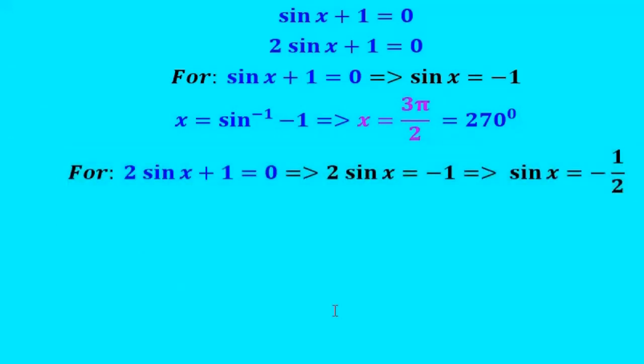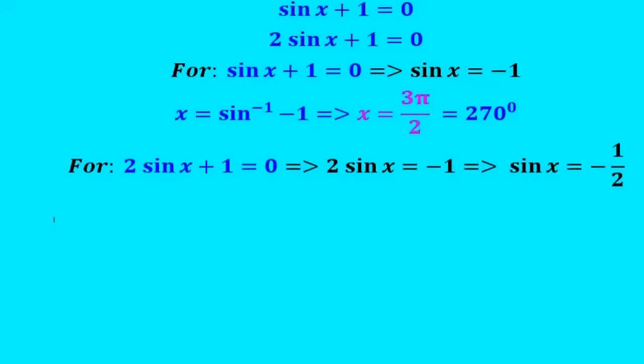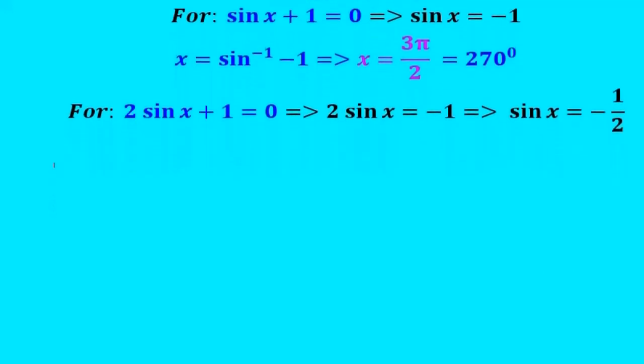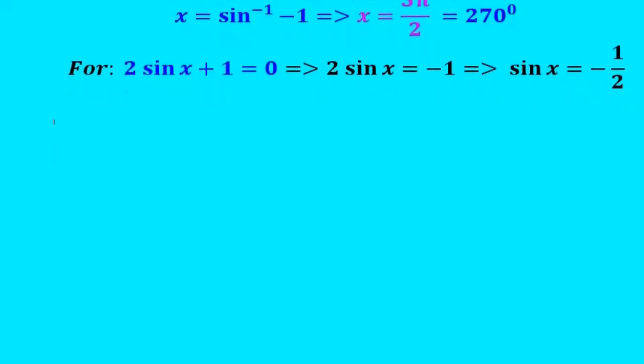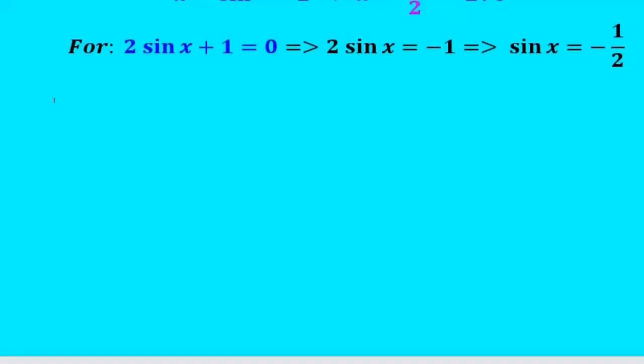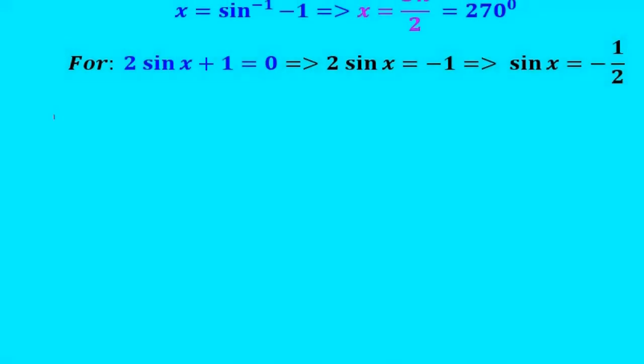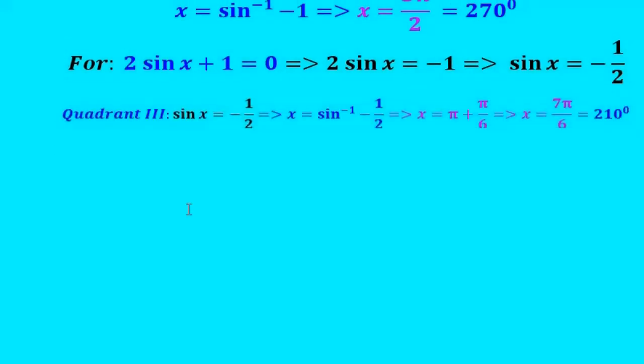Then for 2 sine x plus 1 equals 0, 2 sine x equals minus 1, sine x equals minus half. As you know, sine x is negative in the third quadrant and fourth quadrant, so that means this solution is in the third quadrant. Sine x equals minus half, x equals sine inverse of minus half, that is x equals pi plus pi over 6, which is x equals 7 pi over 6, which is 210 degrees.